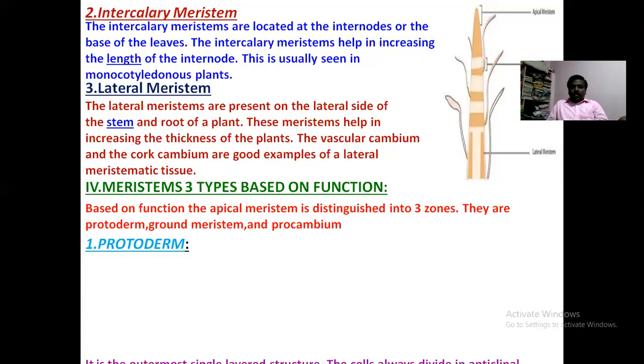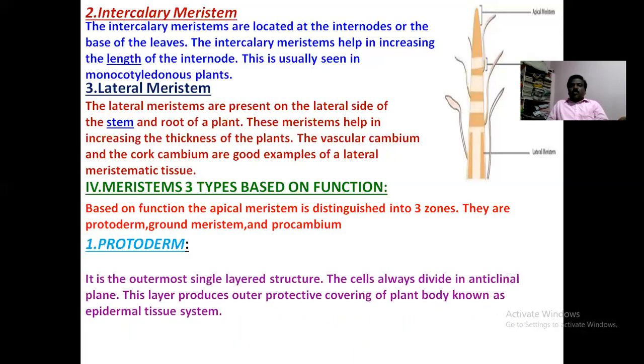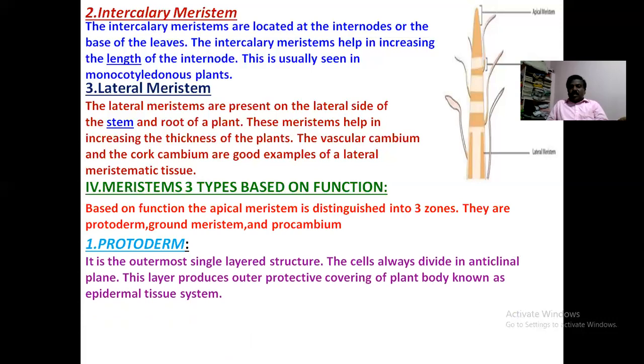Protoderm. It is the outermost single-layered structure. The cells always divide in the anticlinal plane. This layer produces the outer protective covering of the plant body, known as the epidermal tissue system. The epidermal tissue is produced by this meristematic layer, the protoderm.